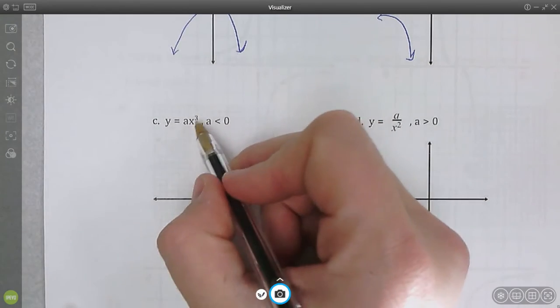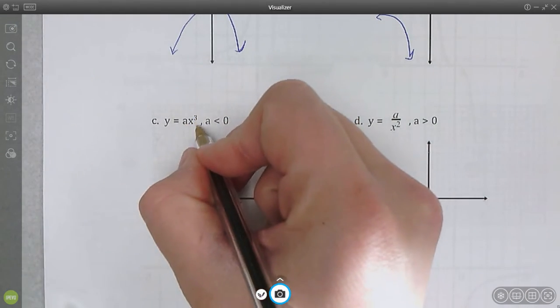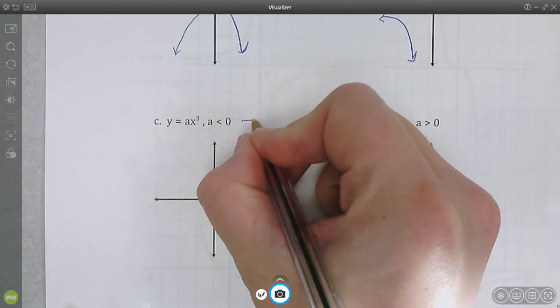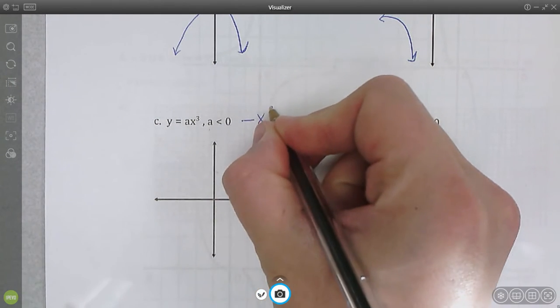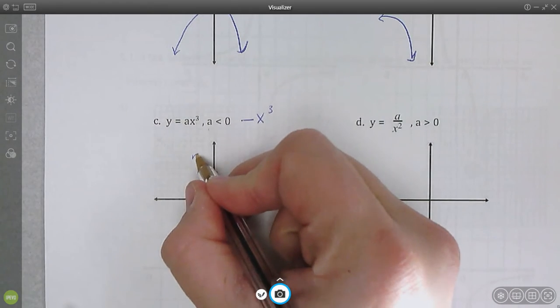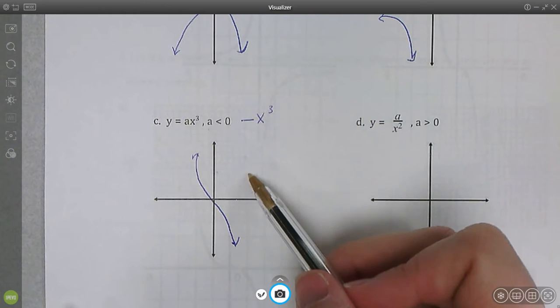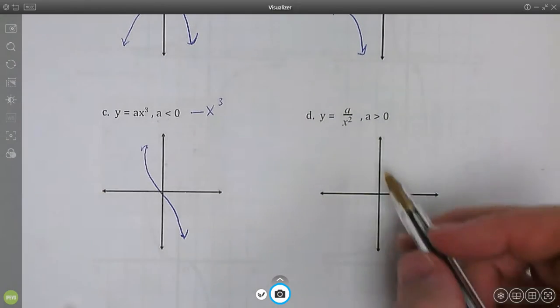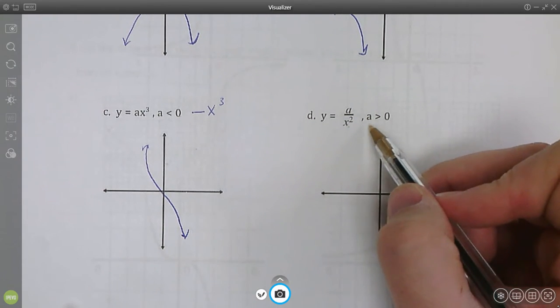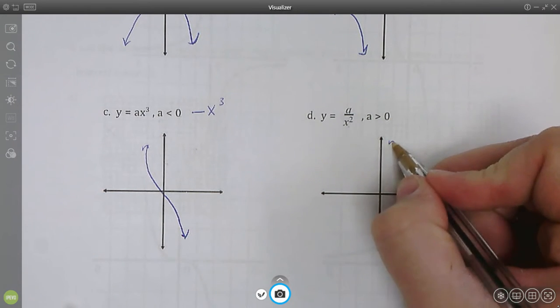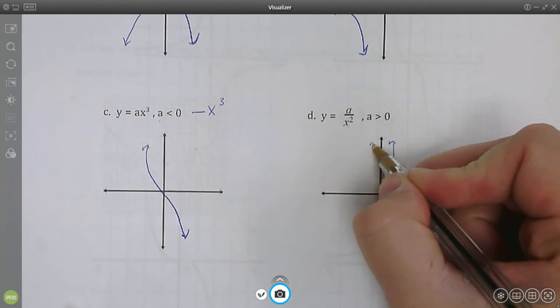This one, we have ax cubed, that's an S shape. And then this says a is less than 0, so really we have a negative x cubed, which will look like this. It's not positive, so there's nothing up here. And then the last one, we have a over x squared. That's a tree trunk, and then a is greater than 0. That goes here.